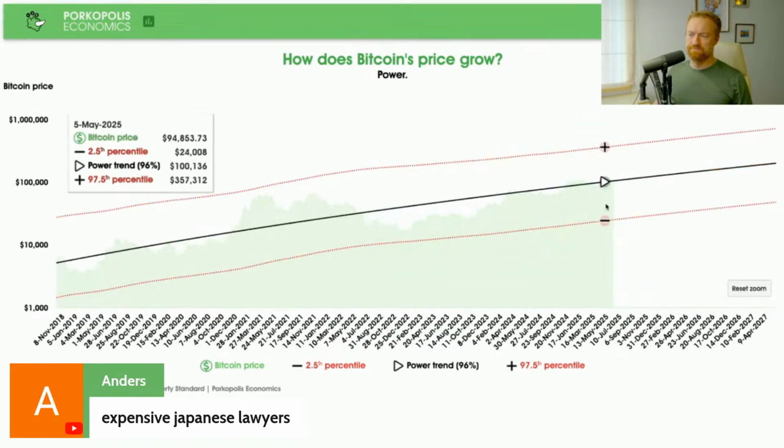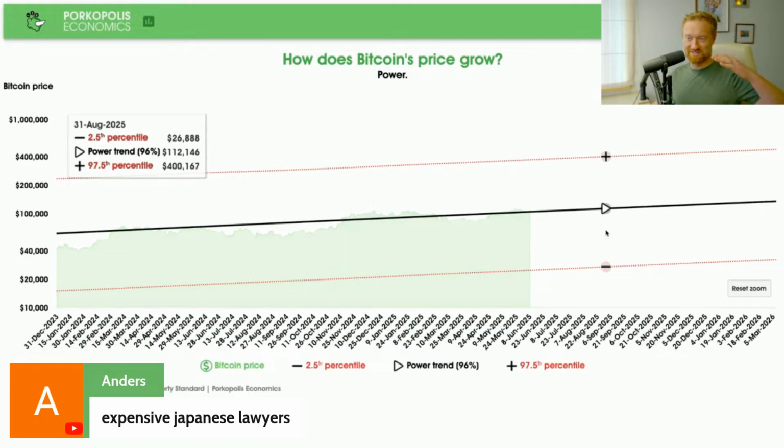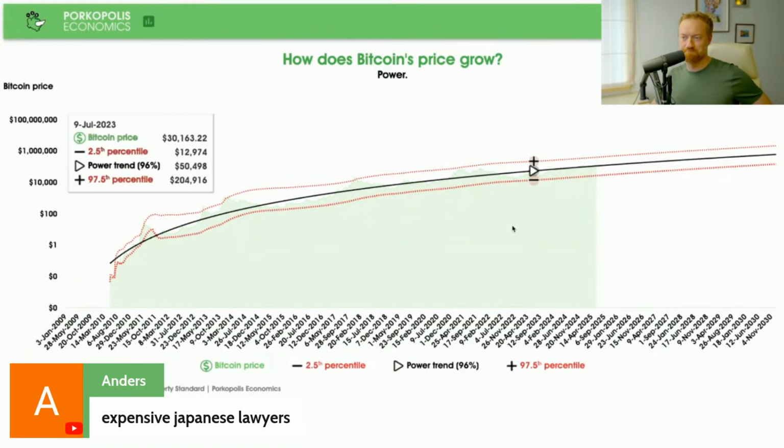So here we go, carrying on, very close to the trend line. As of yesterday, $2,000 above trend, still slightly pulling that trend back up. It's great to see.